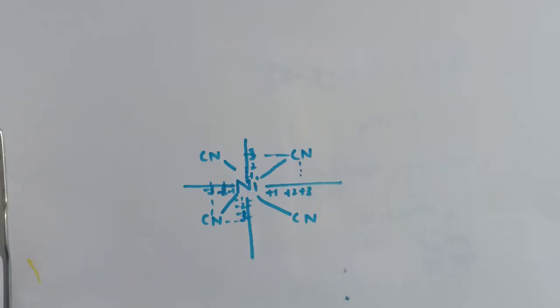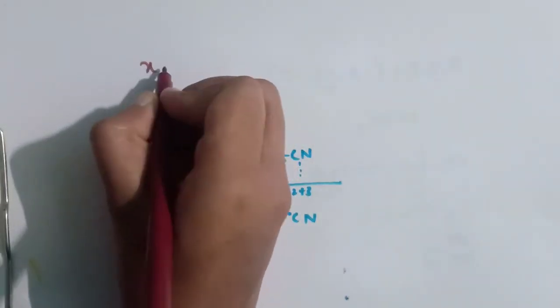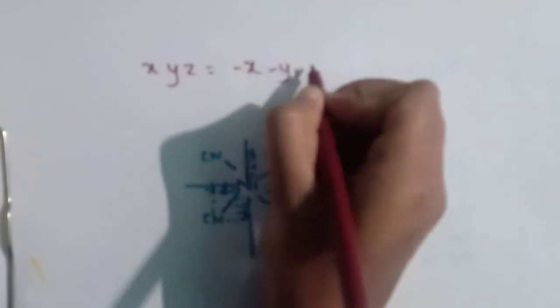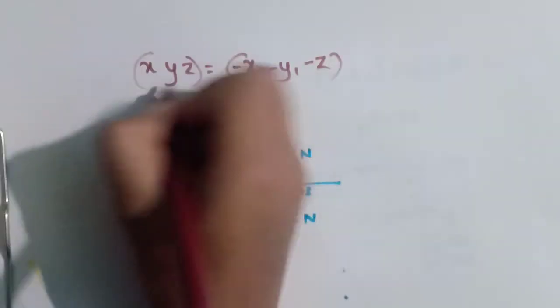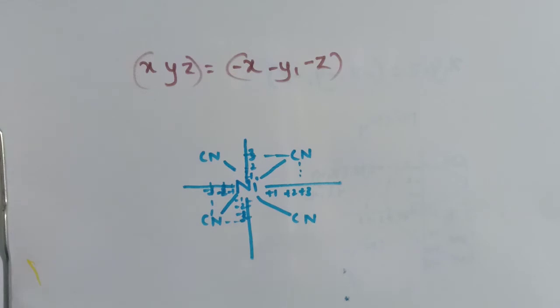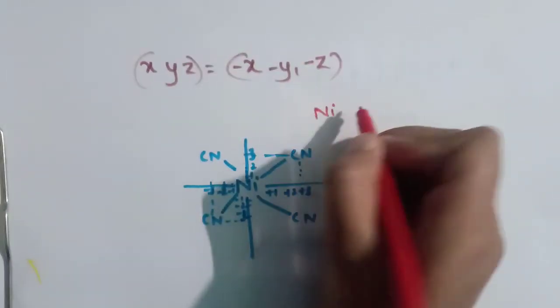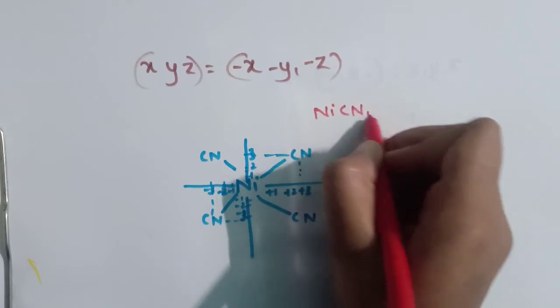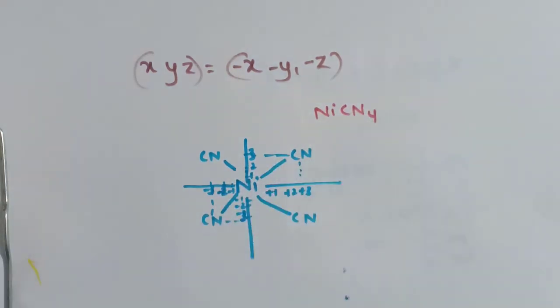Next point is the operation of inversion is carried out with respect to the center of inversion and involves moving every point to the opposite coordinate position. See here, after the center of inversion, if the point is x, y, z, we will get minus x, minus y, minus z. To explain this, I have taken NiCN4 2 minus as an example. See, it is a Ni and these are the 4 CNs.